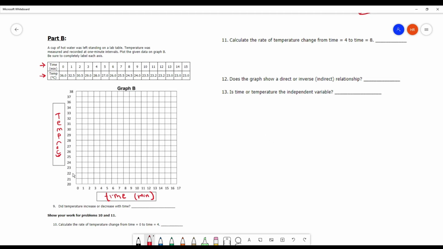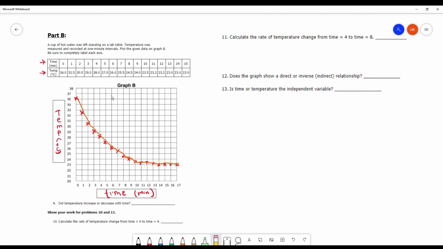All right, great. Now we're going to plot. So we have at 0, it's at 36. I'm going to put an X so it's easy for me to see. At time 1, it's 32.5. Right here, halfway in between 32 and 33. At 2, it's 30.5. I'm going to pause this video and plot the rest of them real quick.